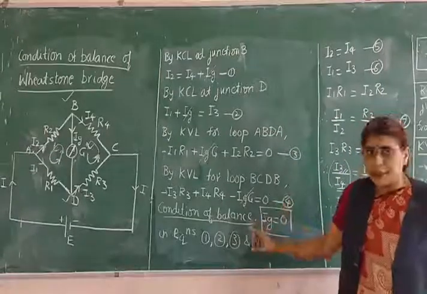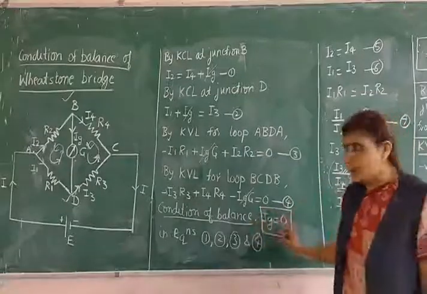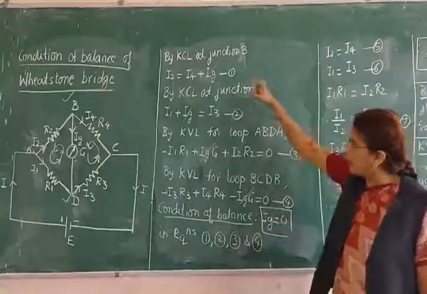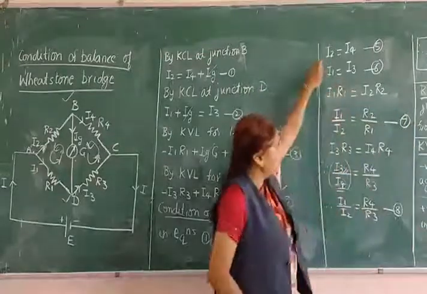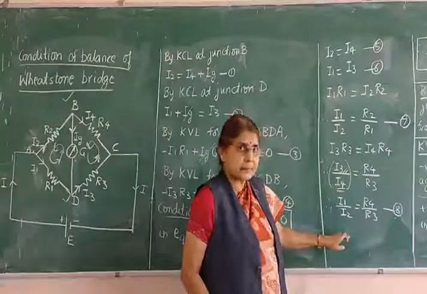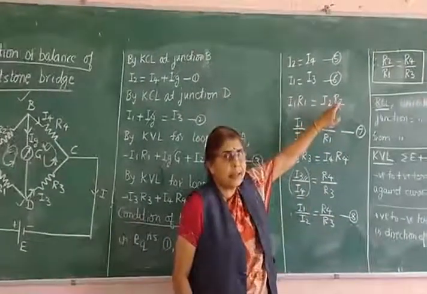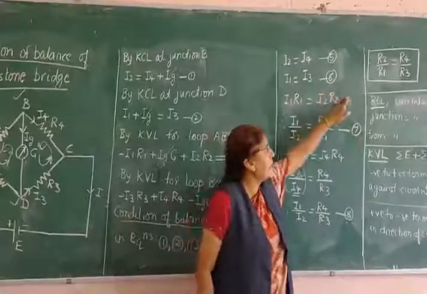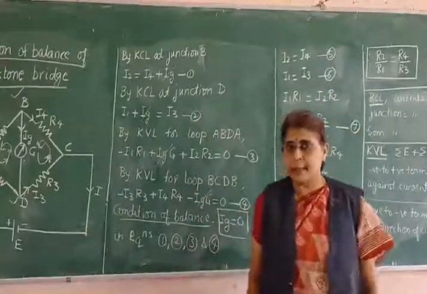Then come to the condition of balance. Very important. What is the condition of balance? Ig is equal to 0. Put Ig equal to 0 in all these four equations, and you will get equations 5, 6, 7 and 8. Then if you equate 7 and 8, you will get the final result. So this is the final result, that is the condition of balance of Wheatstone's network.